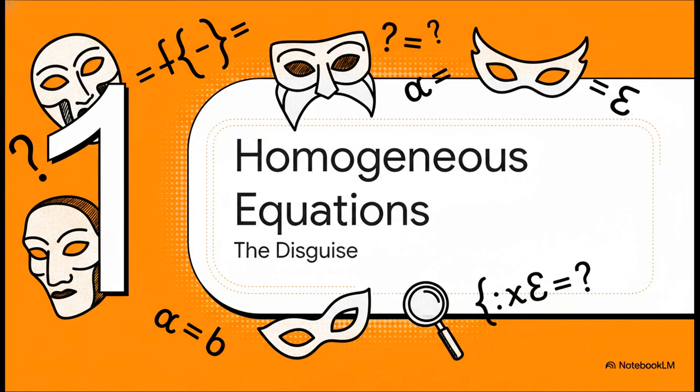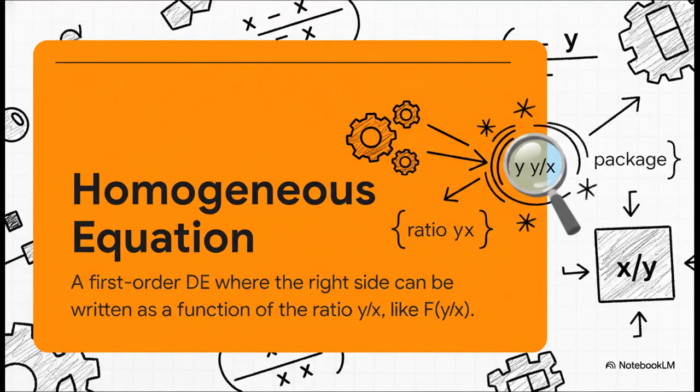This is our first suspect. And the most important skill here is just learning how to spot it in a lineup. So what is a homogeneous differential equation really? Well, the telltale sign is this. After you get it into the dy/dx equals something form, that something on the right side can be written entirely as a function of the ratio y over x. That's the key. All the variables have to be bundled together in that one specific y over x package.